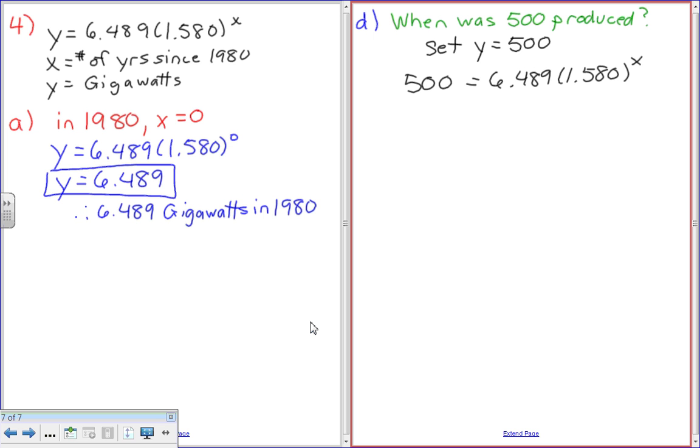Your second step is going to be... Okay, the problem is right at this here. Because there's two numbers here, you can't do a log of it yet. So the first thing I do before that, I'm going to divide by 6.489 first.